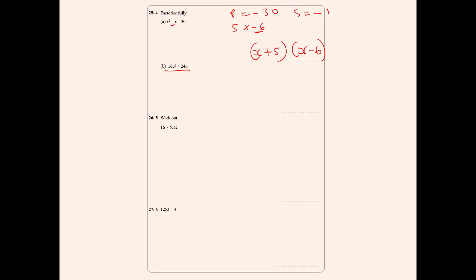Factorizing this expression, find the highest common factor. Because we need to factorize fully, I need to find the highest common factor. So be careful. The highest common factor of 16 and 24 is 8, and a squared and a have a common factor of a. 16a squared divided by 8a: 16 divided by 8 is 2, a squared divided by a is just a. 24 divided by 8 is plus 3, and a divided by a is just 1, so we're left with just 3 here.